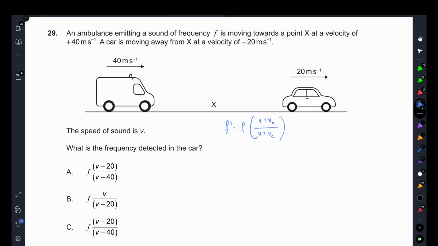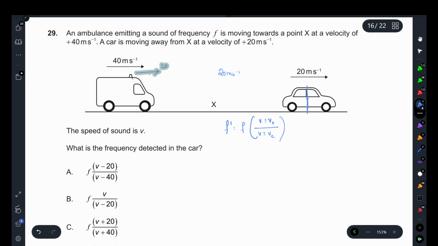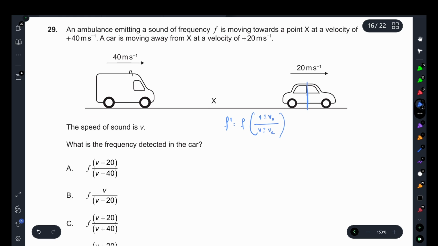And because the relative velocity between the two is just 20 meters per second, if we were to consider this to be still, this would be moving towards it at 20, like that. We'd find that the frequency f dash is going to be greater than f. So this will be minus and this will be minus. But let's go through it step by step and try to find out how this would work.